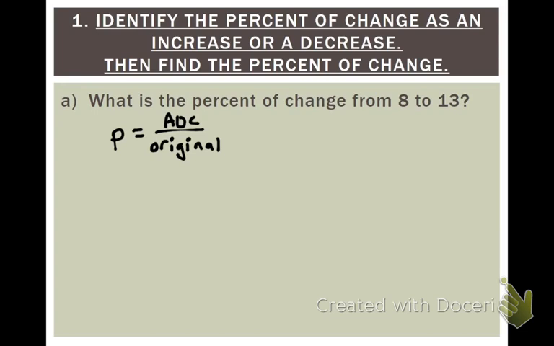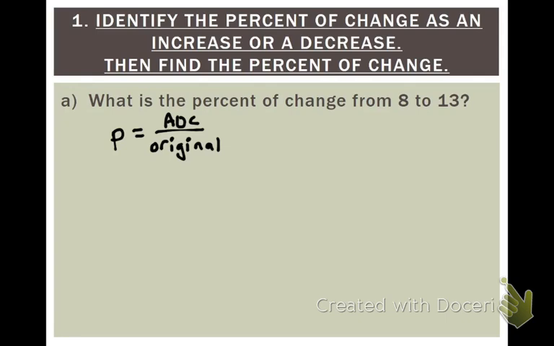My question here says, what's the percent of change from 8 to 13? All right, so I started with 8 and then I had 13. So this could be any number of things. You could say, on Monday, I had 8 students in my class, but on Tuesday, I had 13 students. So I'm trying to find the percent of change from Monday to Tuesday, from 8 to 13. How can I find the amount of change between 8 and 13? Increase. I have to subtract, okay?